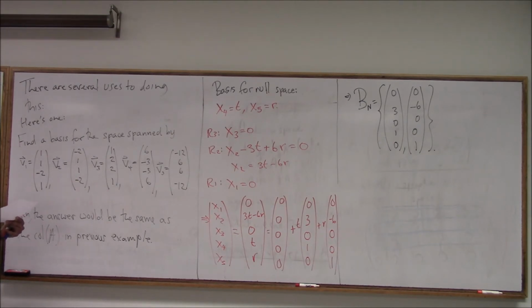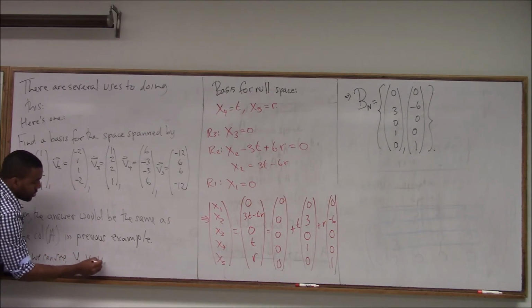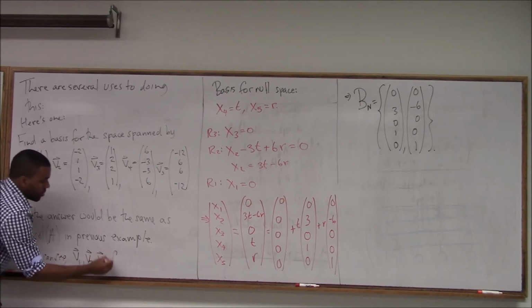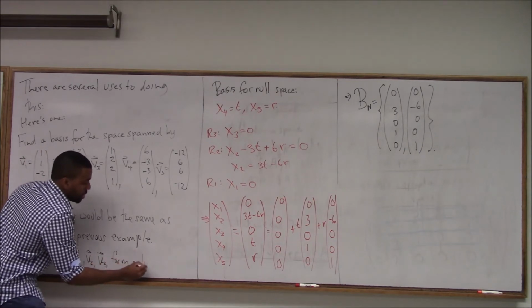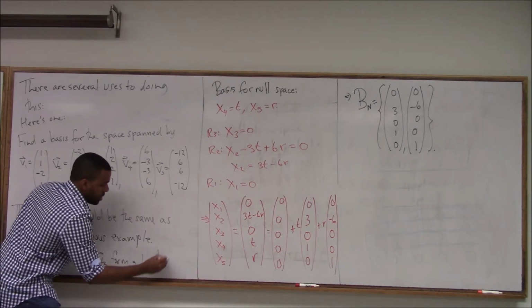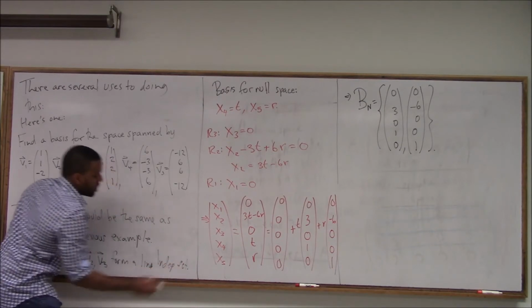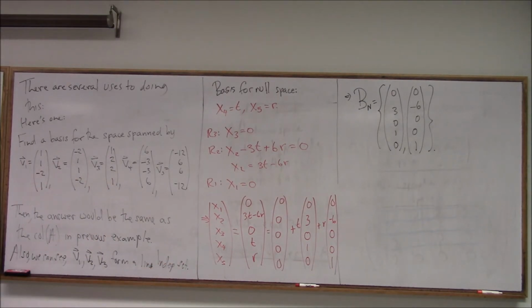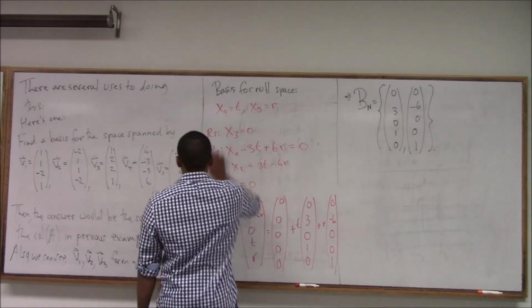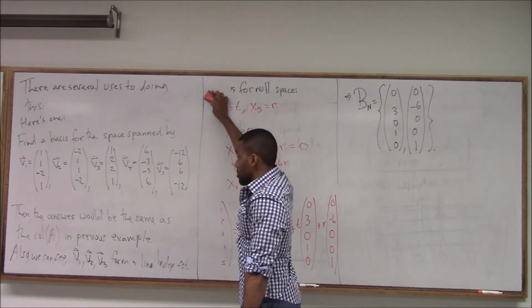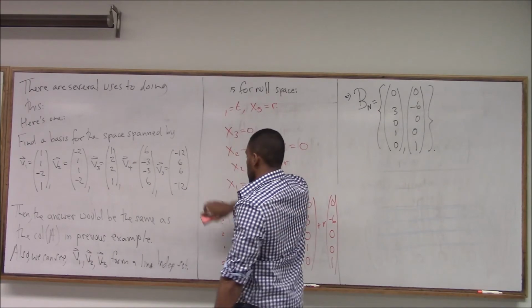By the way, we can also see V1, V2, V3 form a linearly independent set, right? Which means that V4 and V5 were redundant. So if you had to throw away some vectors, you would throw away V4 and V5 because they're not important. Because they would be scalar multiples of one of the other ones.